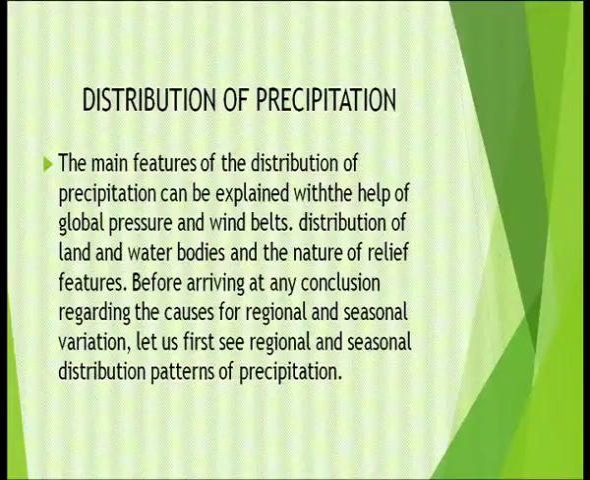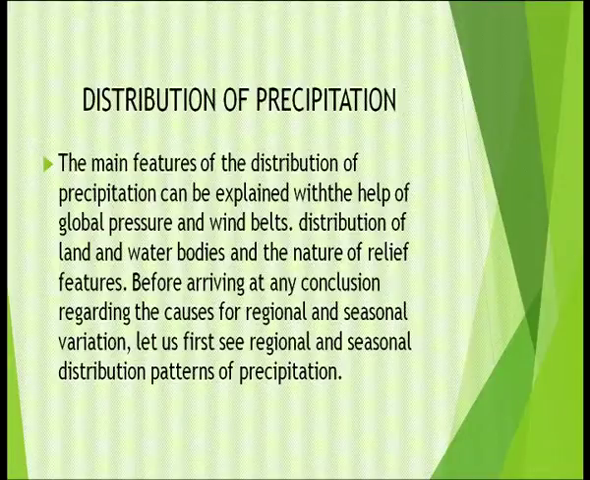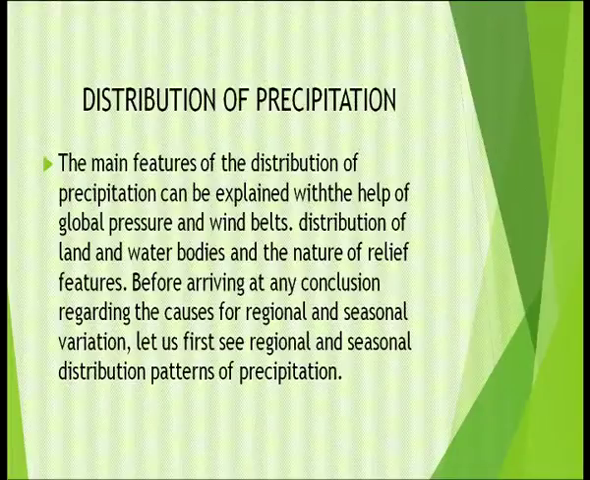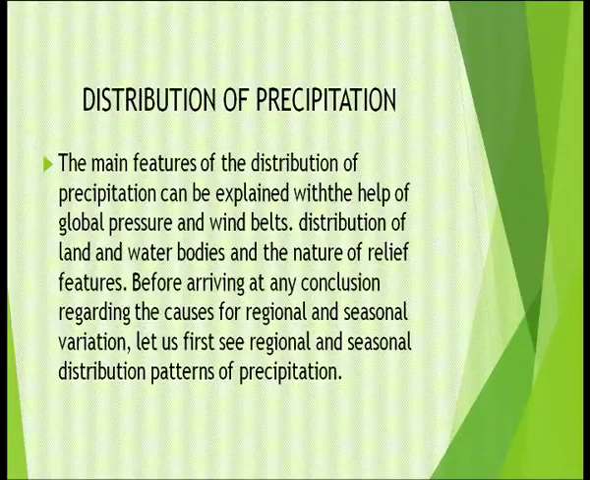The main features of distribution of precipitation can be explained with the help of global pressure and wind belts, distribution of land and water bodies, and the nature of relief features. Before arriving at any conclusion regarding the causes for regional and seasonal variation, let's first see regional and seasonal distribution patterns of precipitation.